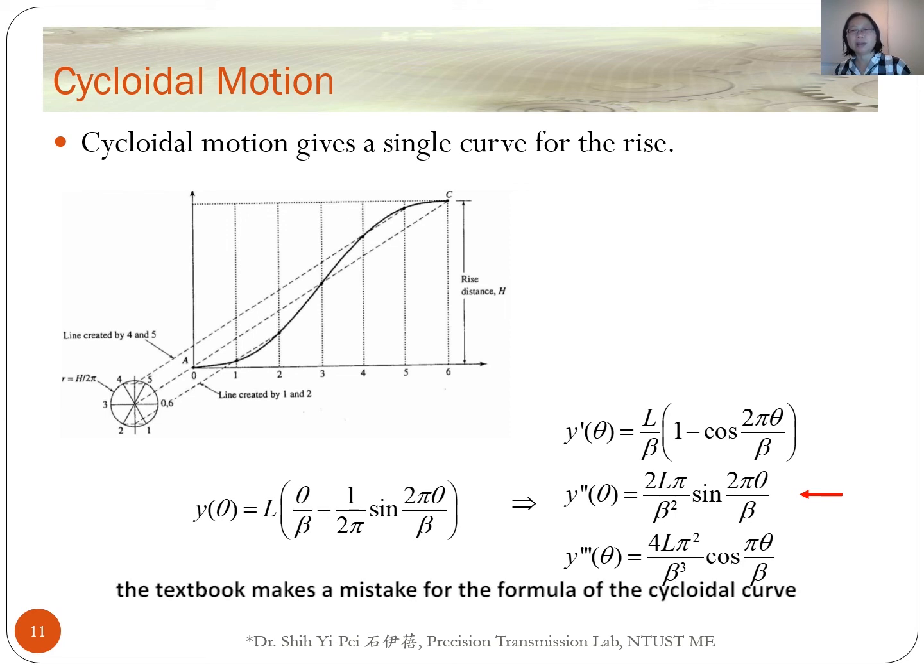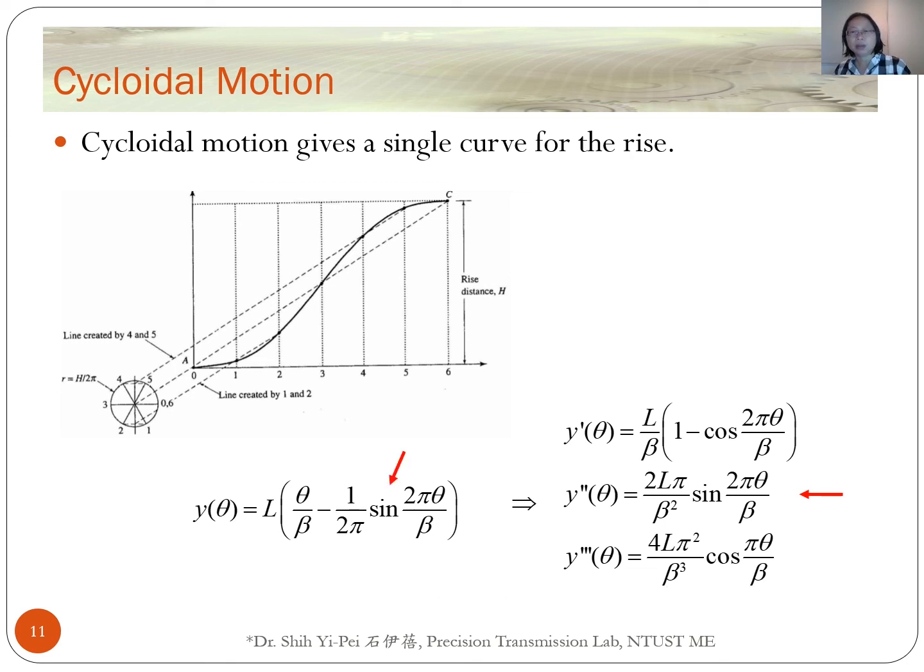By the way, the textbook makes a mistake in the formula of the cycloidal curve in section 10.4.4. The cycloidal curve should be a sinusoidal function.